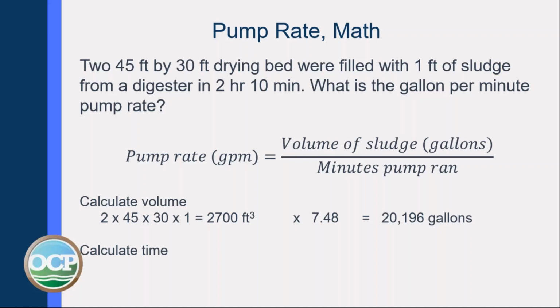Next, we calculate the time. You get 2 hours and 10 minutes, 60 minutes in an hour. 2 times 60 is 120, plus 10 means it took 130 minutes to pump that 20,196 gallons onto those drying beds.